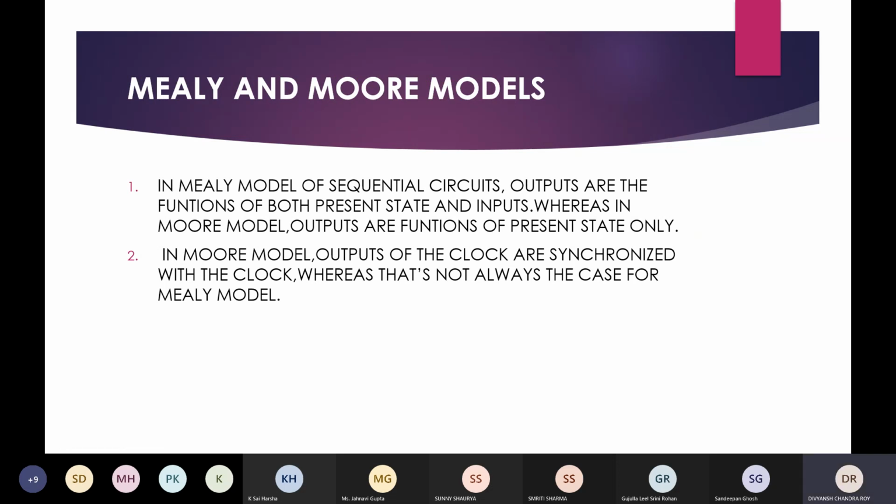Now the Mealy and Moore machine. Basically, in the Mealy model of sequential circuits, outputs are a function of both present state and inputs, whereas in the Moore model, outputs are a function of present state only. In the Moore model, the outputs are synchronized with the clock, whereas that's not always the case for a Mealy model.